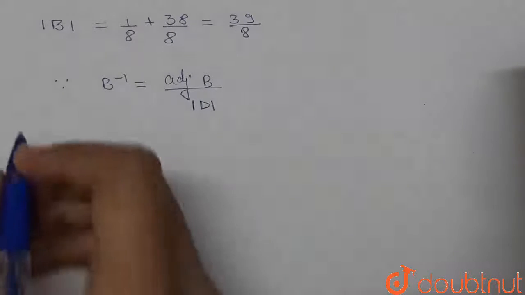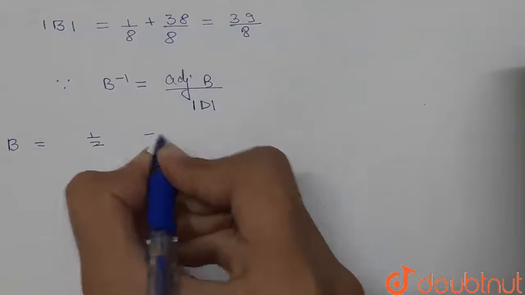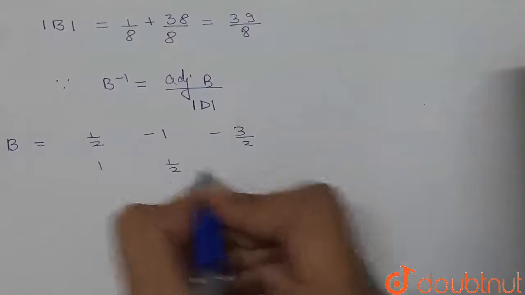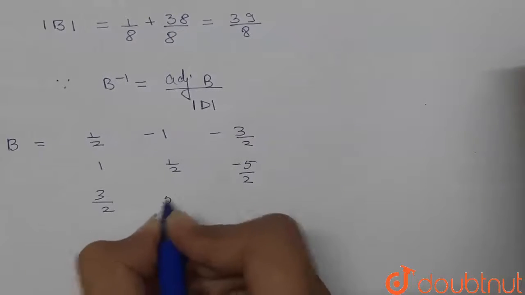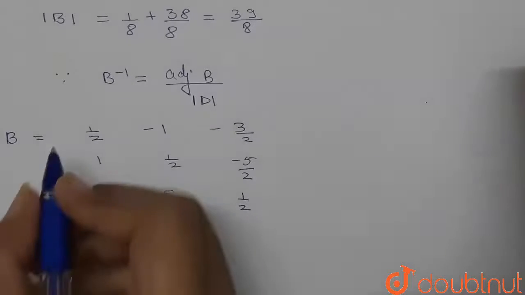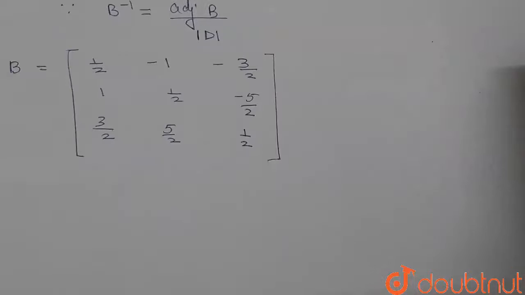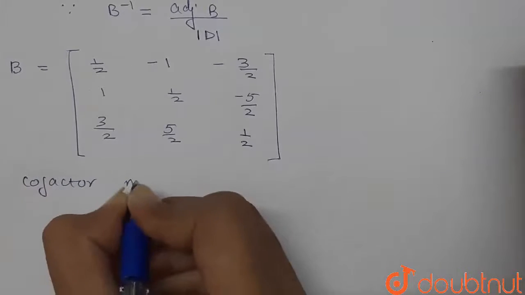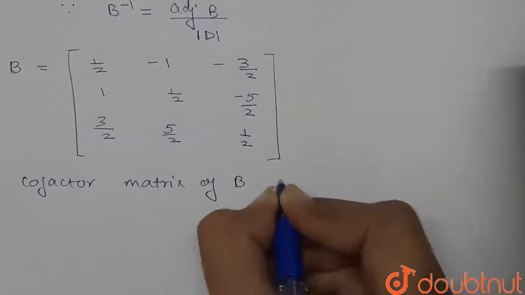So first I am writing the B matrix here. So B matrix was 1 by 2, minus 1, minus 3 by 2; 1, 1 by 2, minus 5 by 2; then 3 by 2, 5 by 2 and 1 by 2. So this was matrix B. Now we find its cofactor. Cofactor matrix of B will be equal to what?